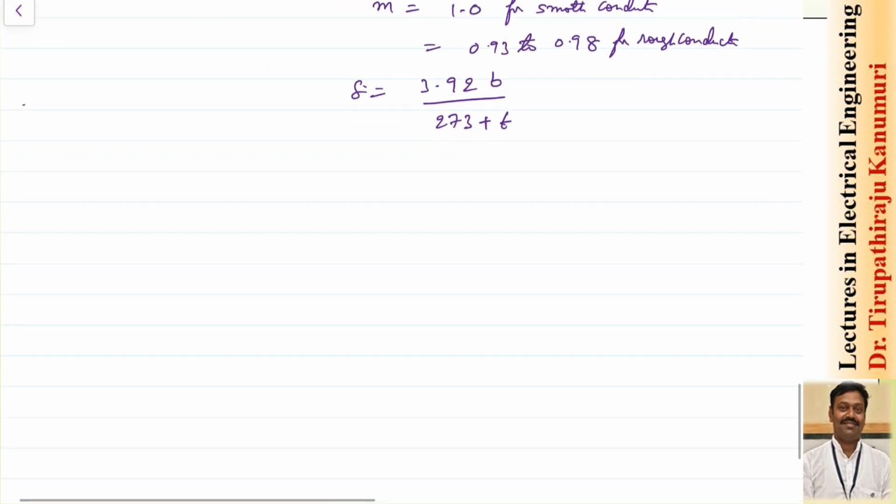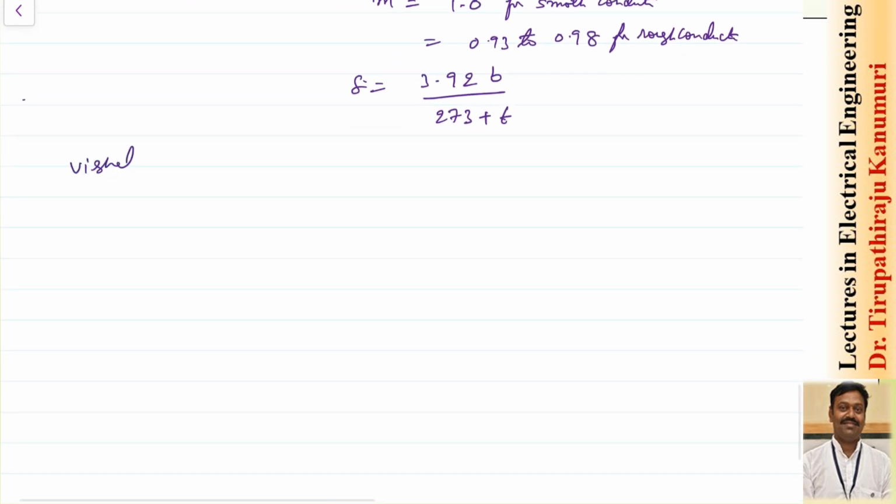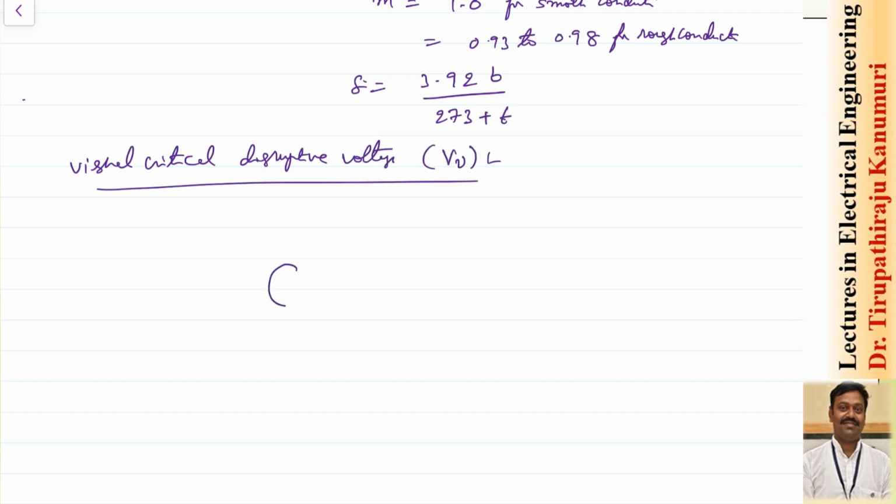So now coming to the visual disruptive voltage. It is also called the visual critical disruptive voltage, given by V suffix V. I have told you that if on the surface of the conductor the electric field intensity, or the gradient, reaches the value of G naught, the corona will start forming. This value is equal to 30 kV per centimeter. We know that if you plot the electric field intensity, at the surface it will be maximum, and as you move away the electric field intensity, or the G, is decaying.